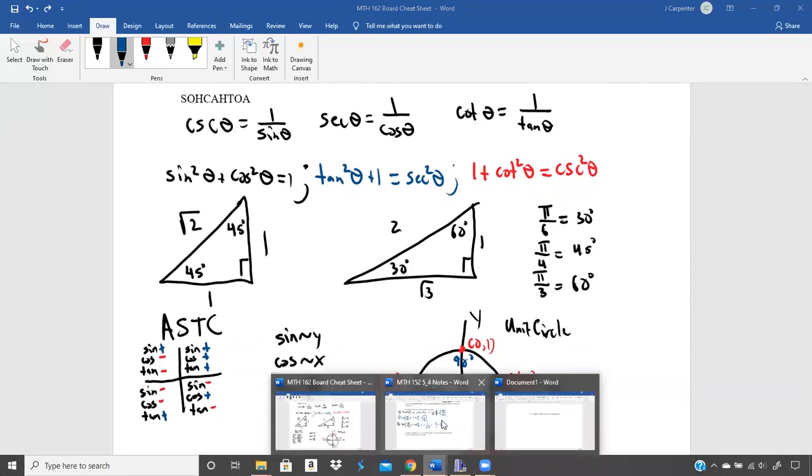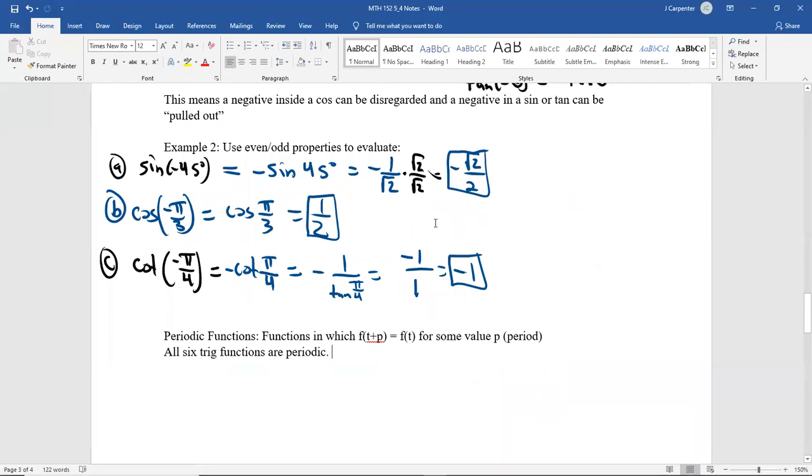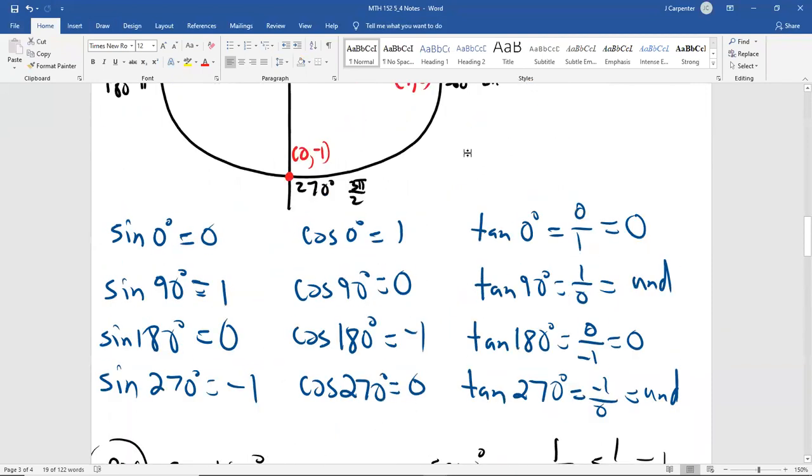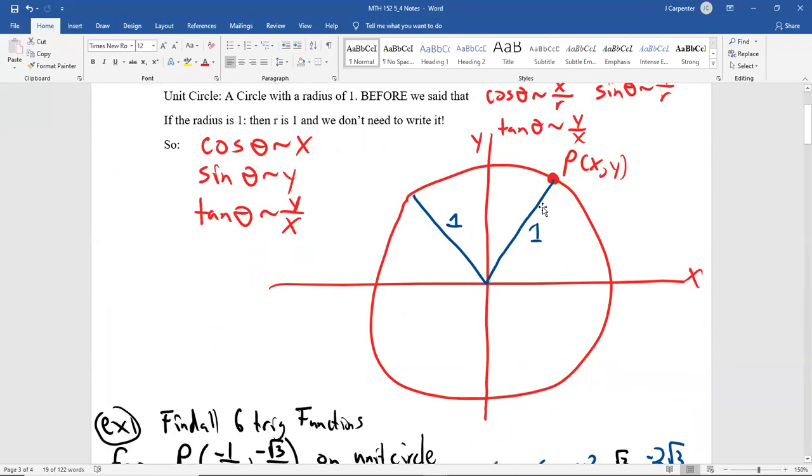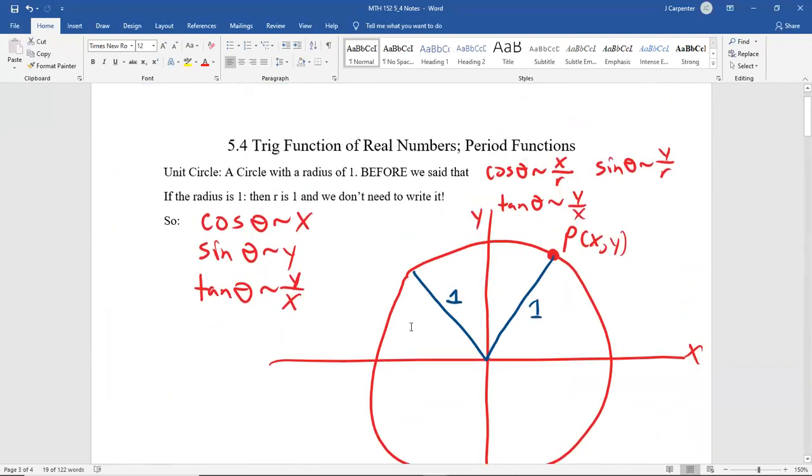Let's get back to our notes. Right where we left off in 5.4, I did just type this up right before class, just kind of starting things off. Everything else was there before though. So 5.4, what did we do last time? We developed the unit circle, which has a radius of 1. We talked about how the r's are no longer needed because if the r is 1, you're dividing by 1, which does nothing.